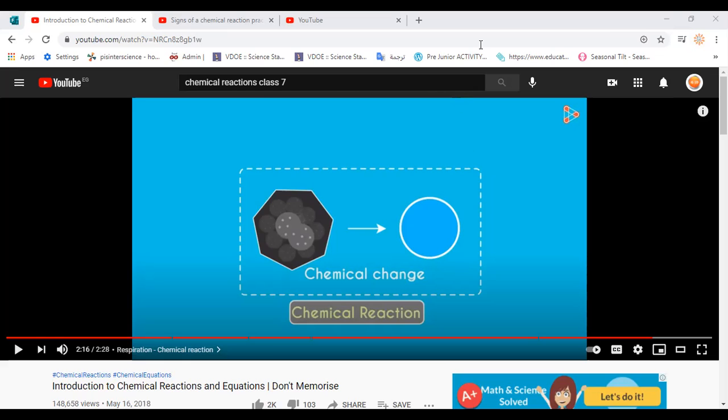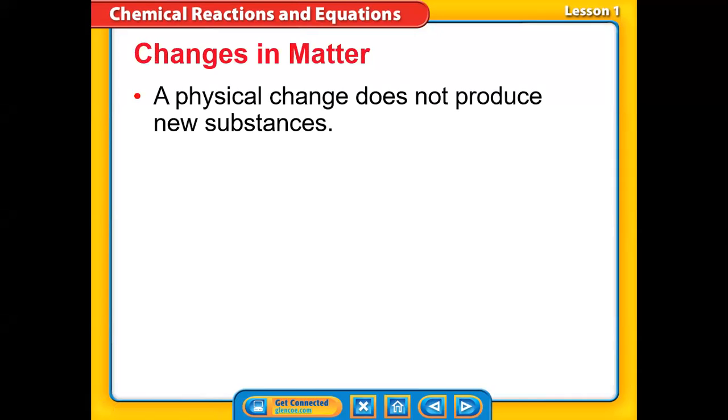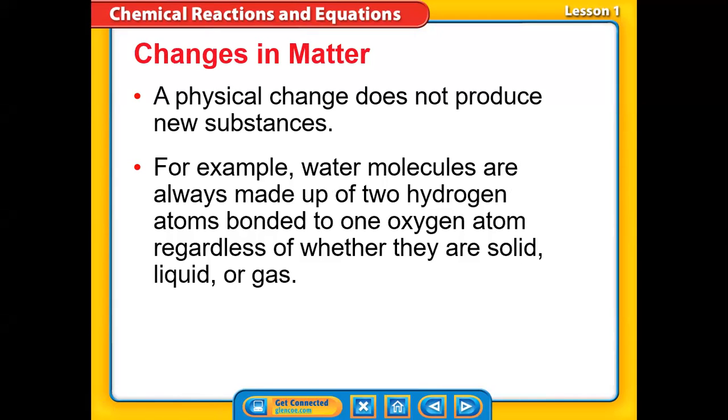So actually in our lesson today, we are just going to be concerned with chemical change. We will not be concerned with physical change. We just know what physical change is, but what we need to talk about is a chemical reaction. So here we said that the changes in matter could be a physical change, which does not produce a new substance. It's just a change in the state, shape, or appearance of the matter.